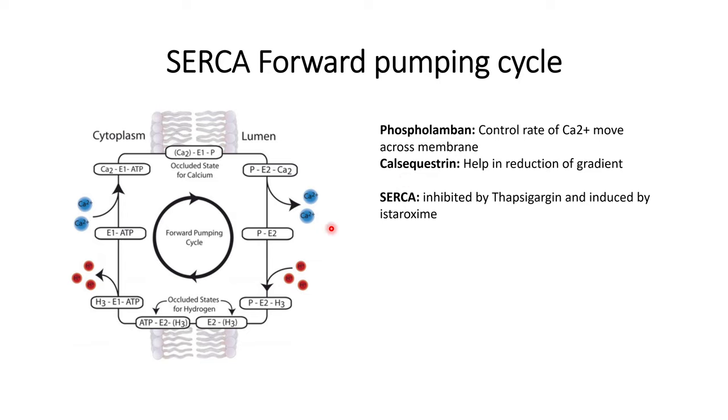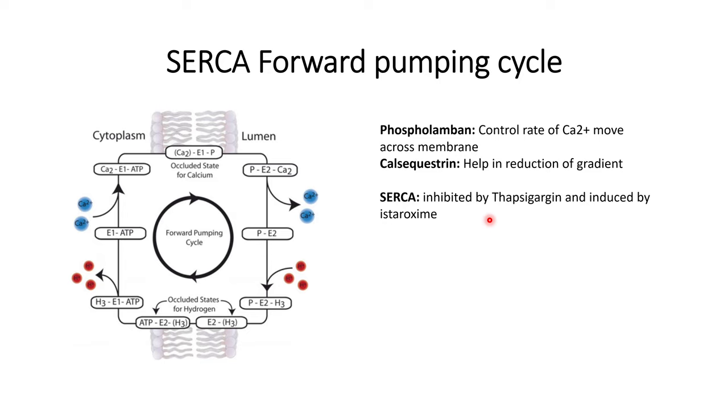In order to study this SERCA forward pumping cycle, it has to be artificially controlled, and this has been done using thapsigargin and isoproterenol. Thapsigargin inhibits the function of SERCA proteins, and the other compound accelerates the function of the SERCA protein.